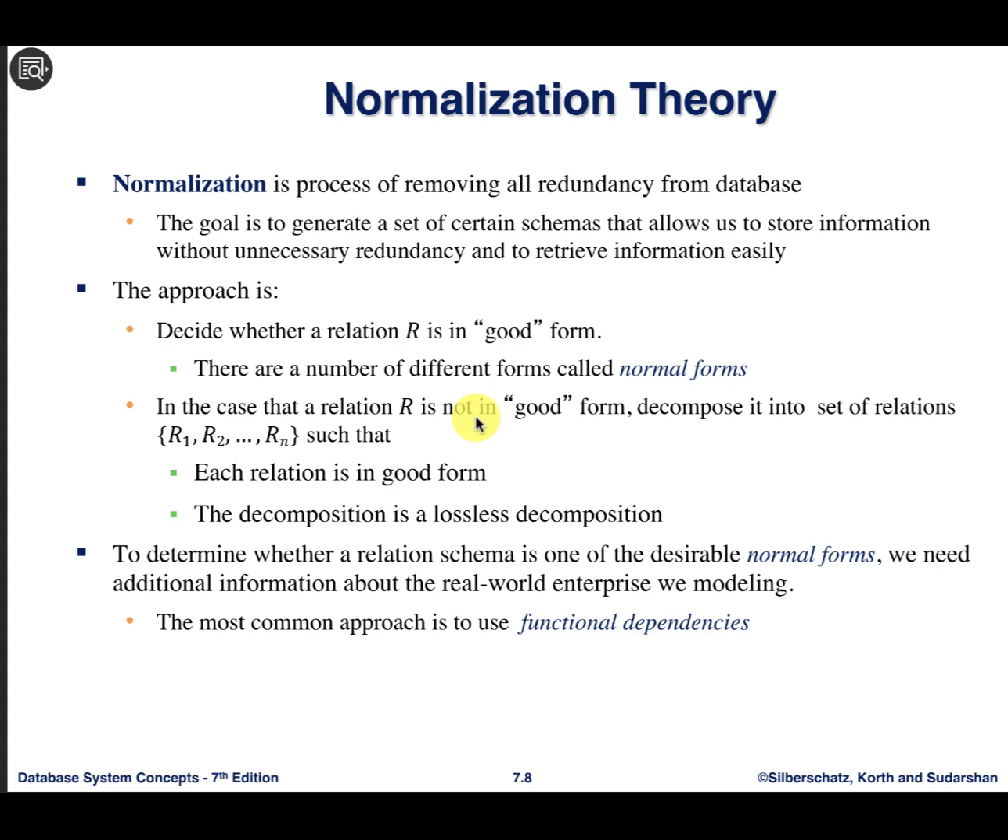You need to decompose this one. You have a problem here, I need to fix it. How to fix this? I'm going to decompose this relation into sub-relations. Each of these sub-relations must satisfy this set of rules defined by this normal form. If not, decompose again and continue this operation. So again, each relation is going to be in good form. At the same time, the decomposition must be lossless, not lossy, using functional dependency to help me achieve this goal.